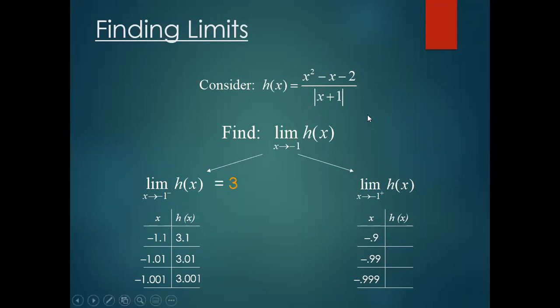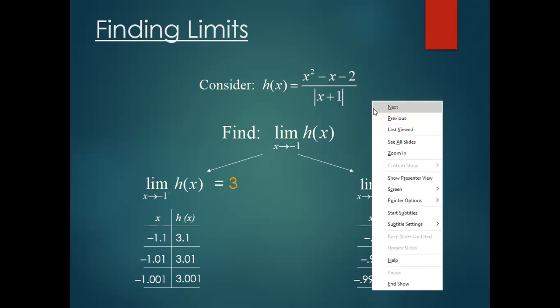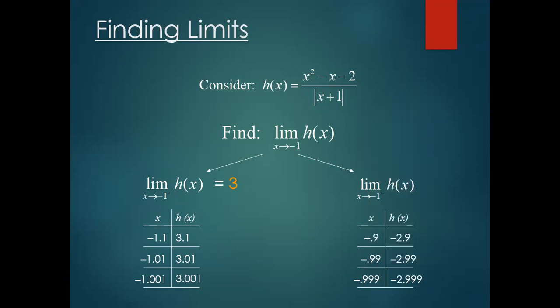We notice from the left, the limit approaches 3. Just solve it. And then, we notice on the right, it approaches negative 3, because the answers are negative 0.29, negative 0.299, negative 0.2999.